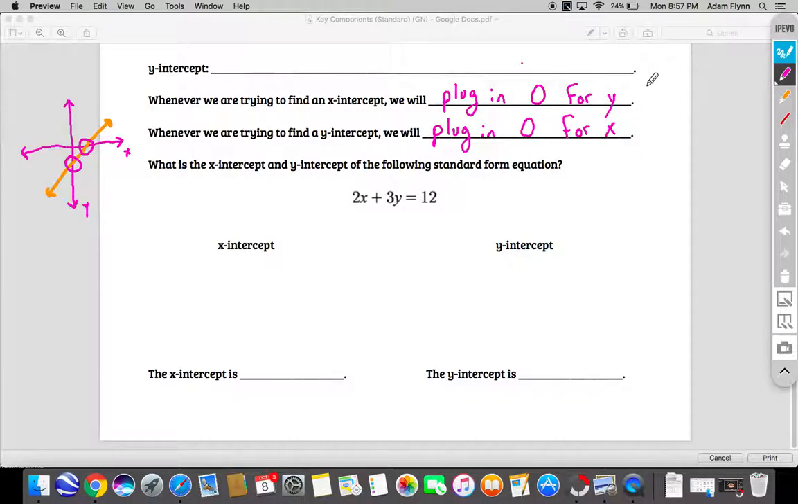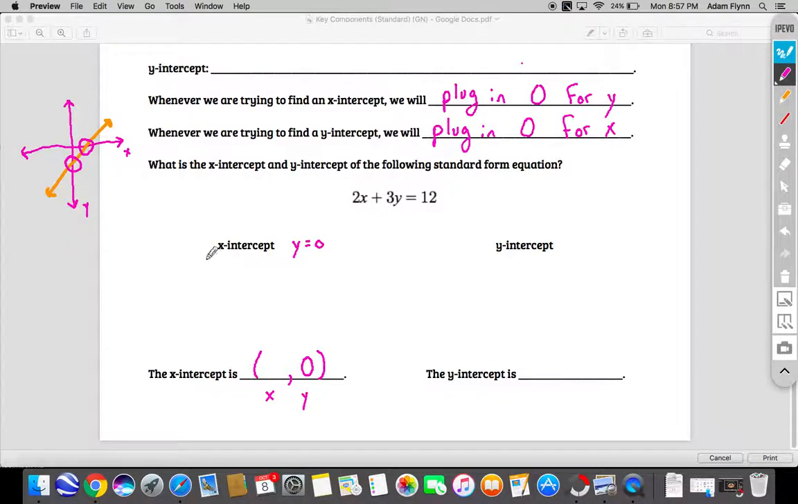Okay? So let's take a look at this example. What is the x-intercept and y-intercept of the following standard form equation? So for the x-intercept, remember, y equals 0. So I can already make my ordered pair. Remember, x goes first, followed by y, and my y is going to be 0.